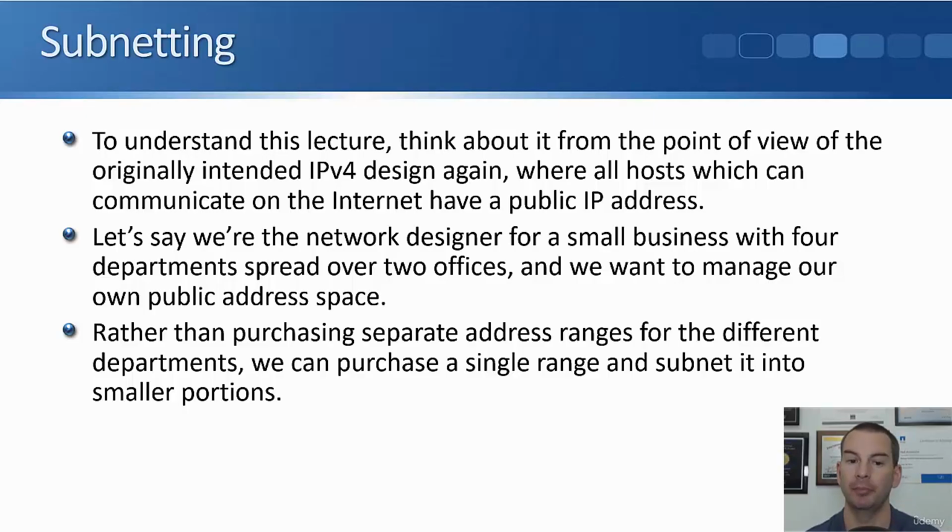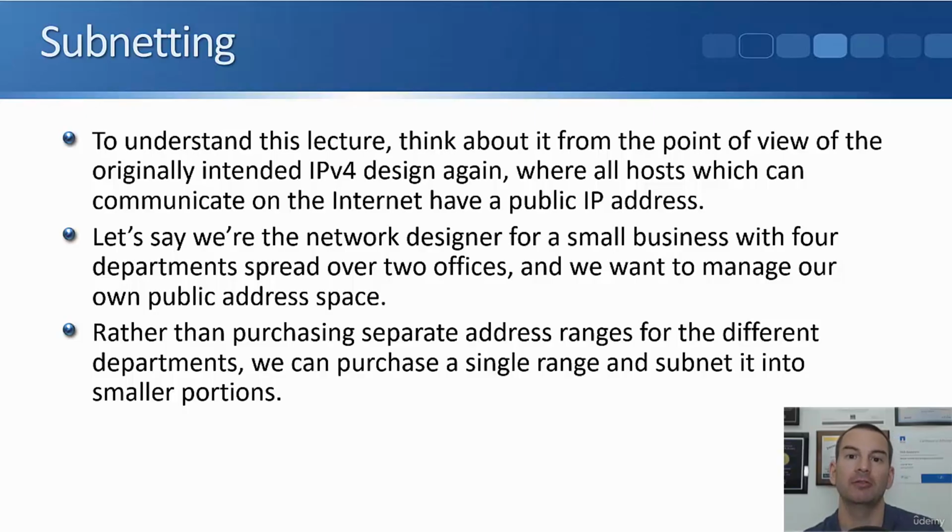Okay, so for our example, let's say that we're a network designer for a small business with 4 departments that are spread over 2 offices, and we want to manage our own public address space. So what we could do is buy 4 separate Class C networks for that. But the problem is that public IP addresses cost money. So rather than buying separate networks from the internet authorities, we could purchase a single range and subnet it into smaller portions.